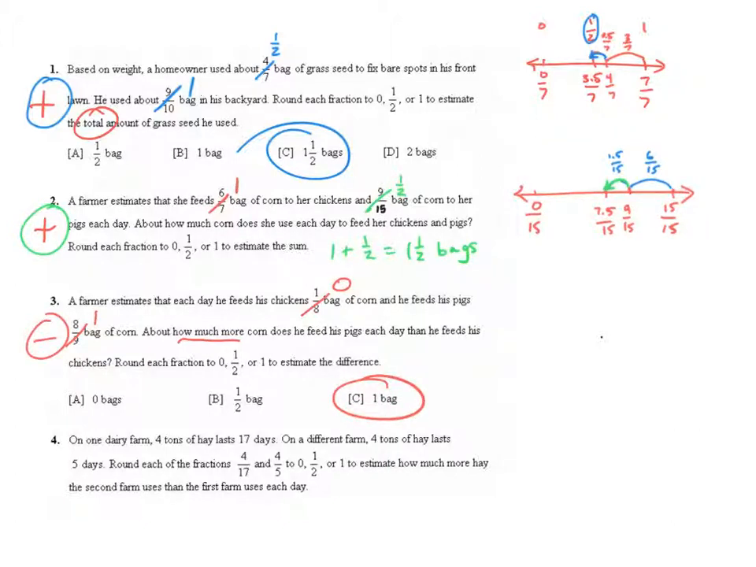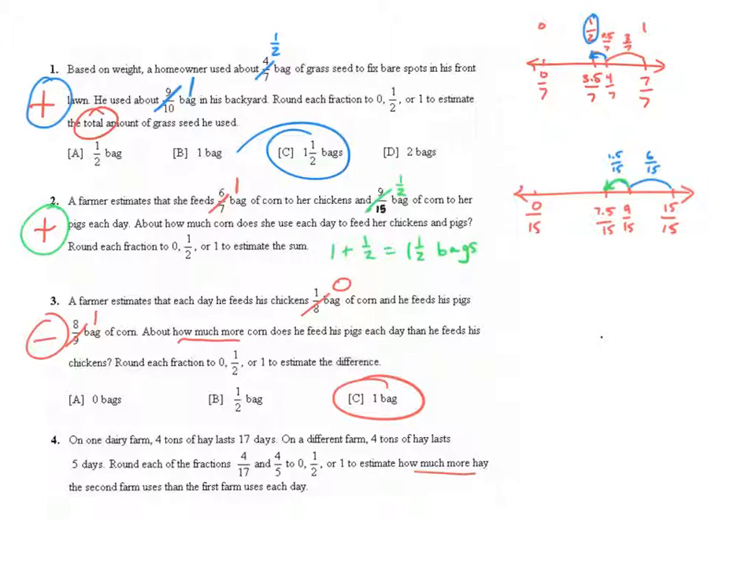Question 4 says on one dairy farm, 4 tons of hay last 17 days. On a different farm, 4 tons of hay last 5 days. Round each of these fractions, 4/17 and 4/5, to 0, a half, or a whole, to estimate how much more hay the second farm uses than the first farm uses each day. Now, this is really the same type of problem as questions 1, 2, and 3. It's just written in a little bit of a confusing way because of that first sentence.